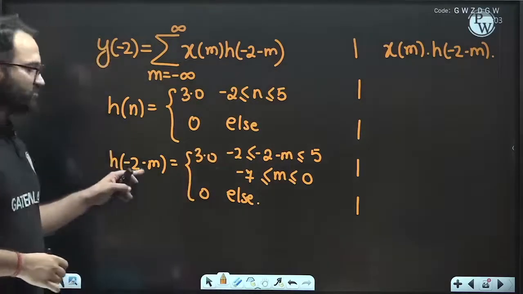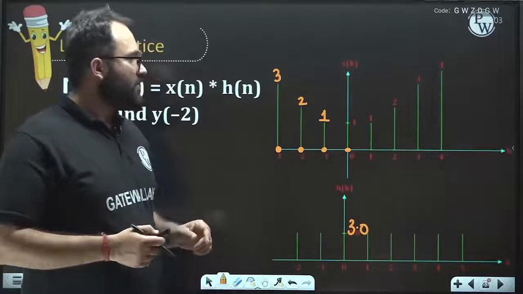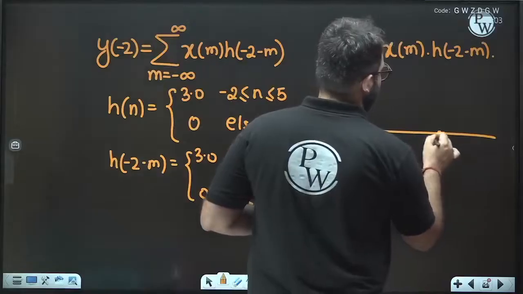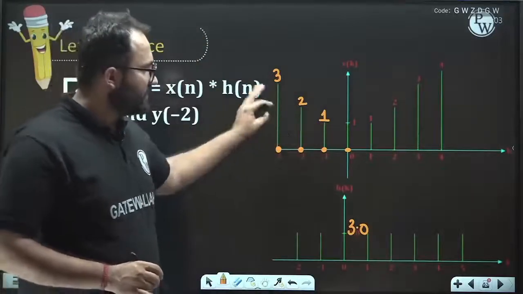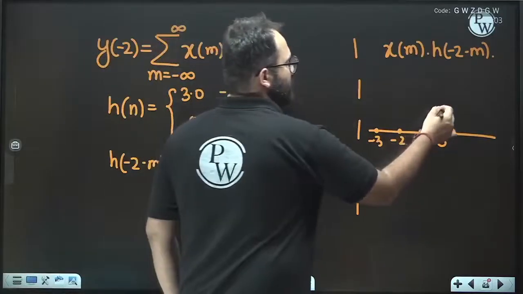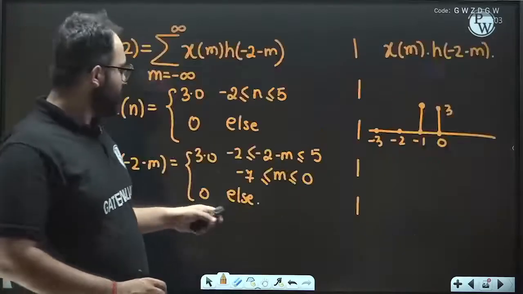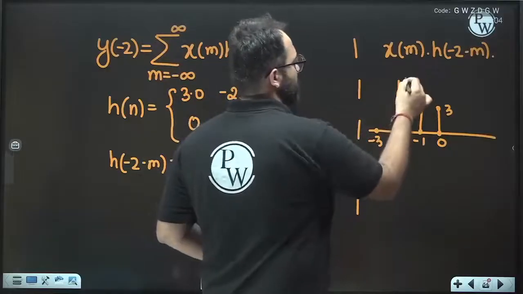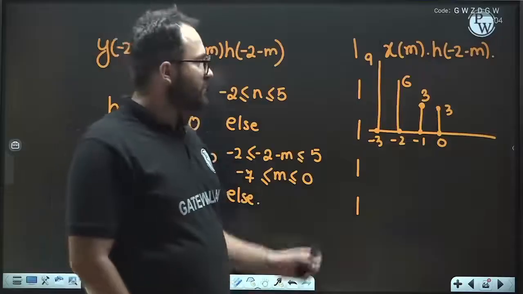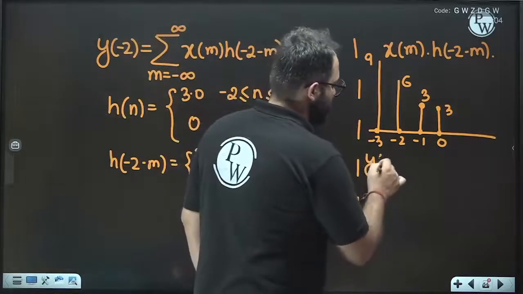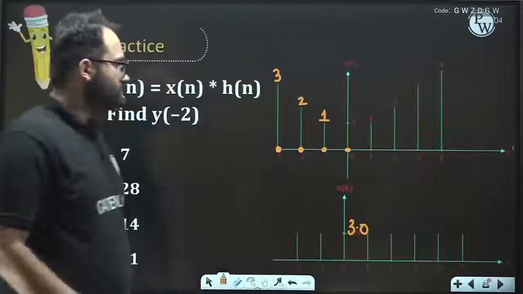So now when we multiply h of minus 2 minus m with x of m, this will get multiplied only at these 4 terms: 0, minus 1, minus 2, minus 3. These terms will get multiplied by 3. So here 1 into 3 is 3, the height will be 3. Here also the height will be 3. At minus 2, x has value 2 but h has value 3, so the multiplication will be 6. Similarly, x has value 3, h has value 3, so this is 9. The summation of all the elements of this signal will give us y of minus 2, which is 9 plus 6 plus 3 plus 3, that is 21. Great, so this is the answer.